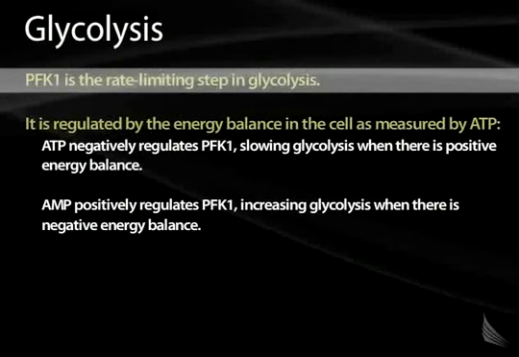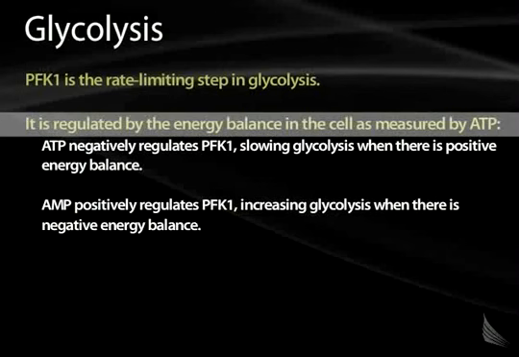Phosphofructokinase is the rate-limiting step in glycolysis. This is the most important step in regulating the rate at which glycolysis proceeds or doesn't proceed in the cell. It's regulated by the energy balance in the cell as measured by ATP. Now, what do I mean by energy balance? What I mean is the general energy state of the cell.